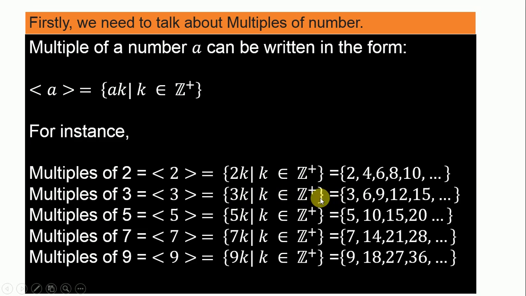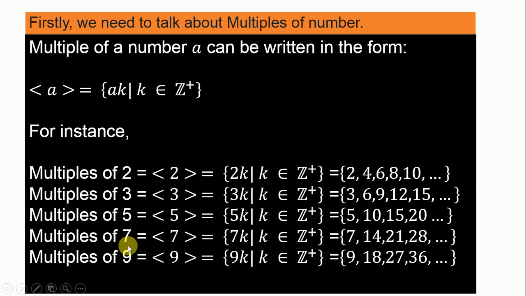Looking at the multiples of 3 as well, that is span of 3. In set-builder notation, it is written as 3k such that k belongs to the set of positive integers. In layman language, we can say 3 times 1, which is 3, comma, 3 times 2, 6, 3 times 3, 9, 3 times 4, which is 12, 3 times 5, which is 15, 3 times 6, which is 18, and on like that. The same thing with multiples of 5. It is written as the set of 5k such that k belongs to the set of positive integers. So that is 5 times 1, 5, 5 times 2, 10, 5 times 3, 15, 5 times 4, 20, 5 times 5, 25, 5 times 6, 30, and on like that.